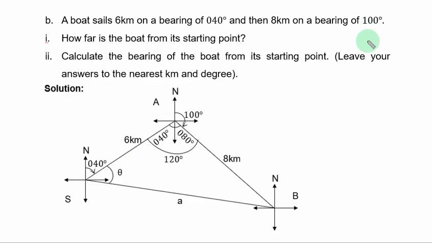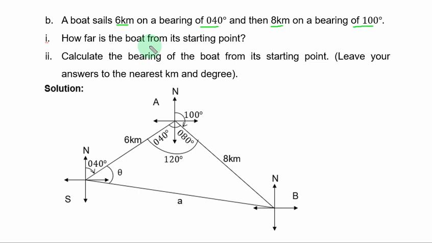Question 7b. A boat sails 6 kilometers on a bearing of 040 degrees and then 8 kilometers on a bearing of 100 degrees. Roman figure 1. How far is the boat from its starting point? Roman figure 2. Calculate the bearing of the boat from its starting point. Leave your answers to the nearest kilometer and degree.